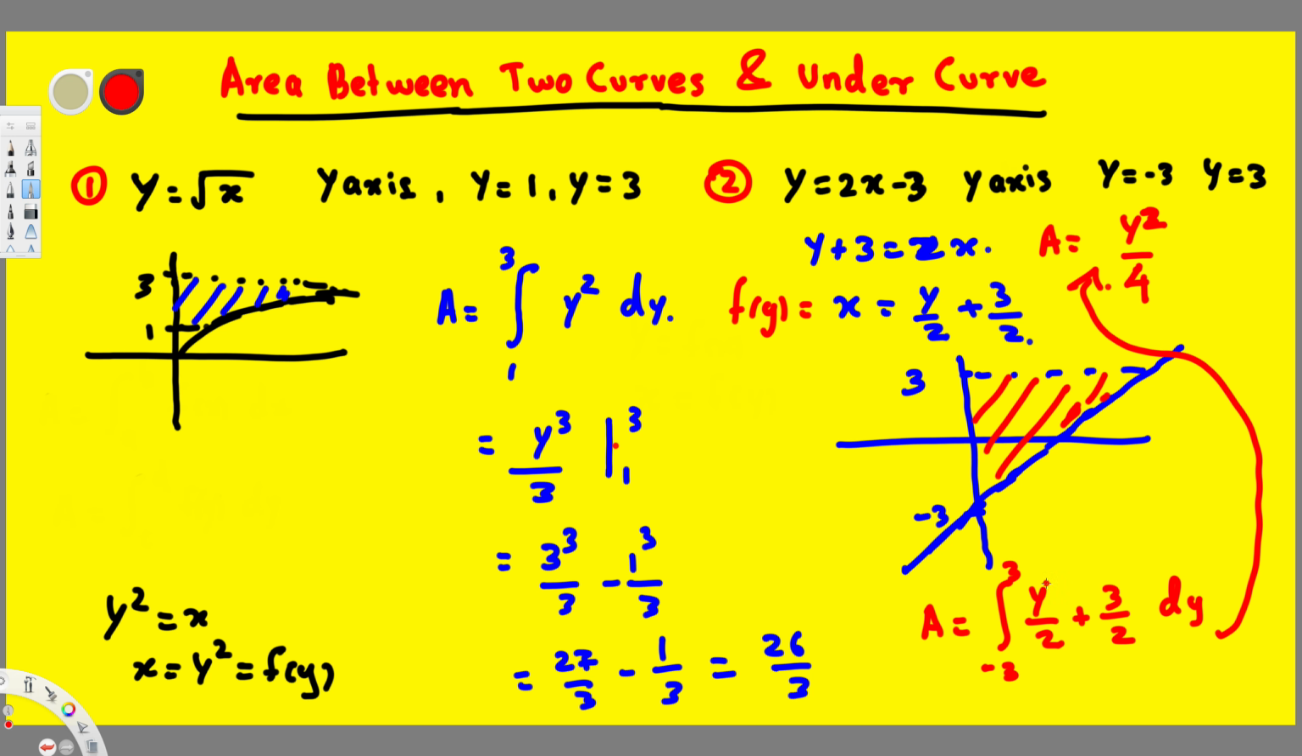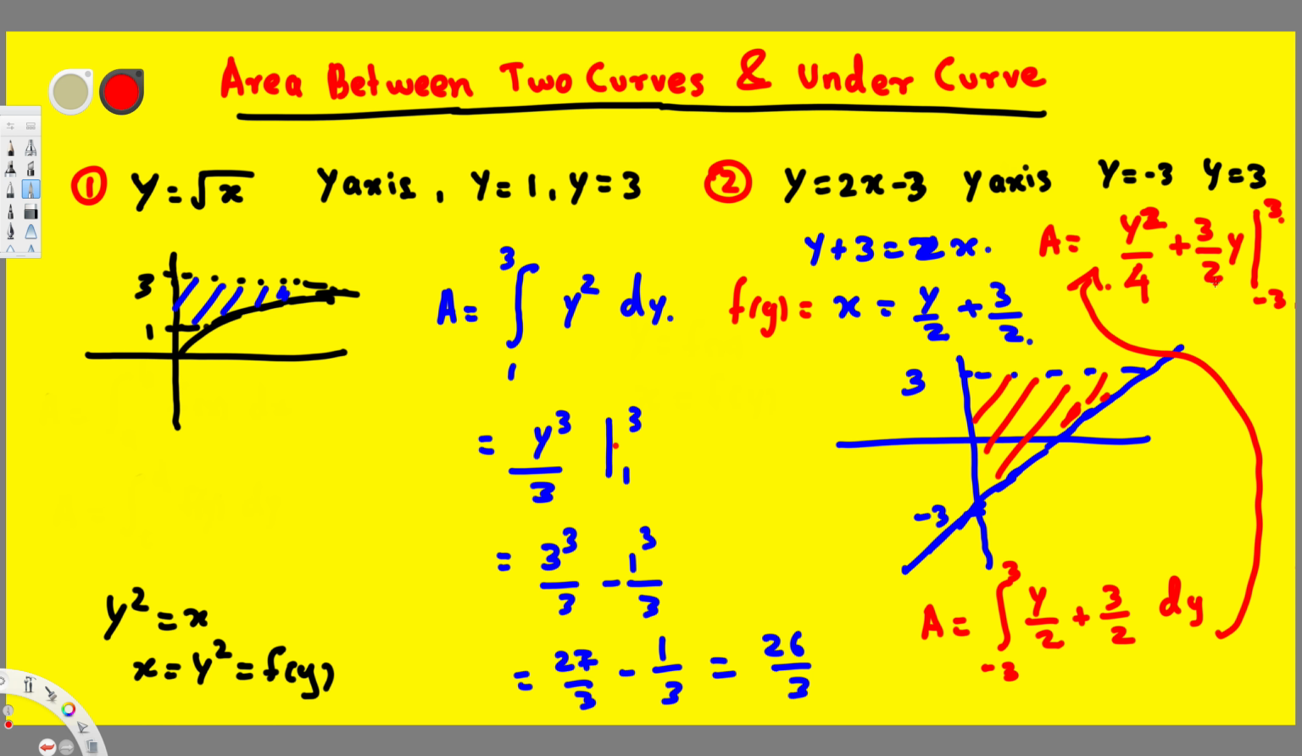Because we are adding one to the power and dividing by that power, we are dividing by 2, but we already have a 2 right here. That will make this 4. And then we have 3 over 2, and that's going to become 3 over 2 y. And this is going from negative 3 to 3.